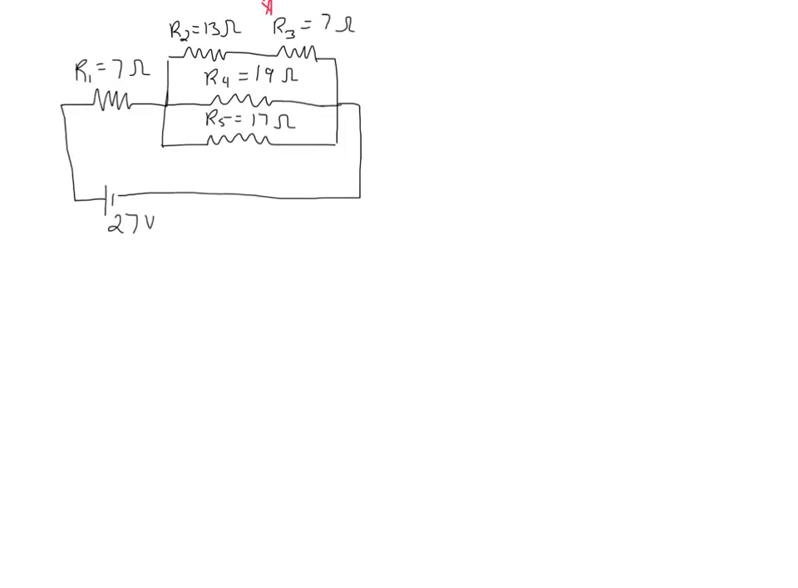So first thing, 2 and 3 are in series, so you're going to say R2 through 3 equals 13 ohms plus 7 ohms, so R2 through 3 equals 20 ohms.